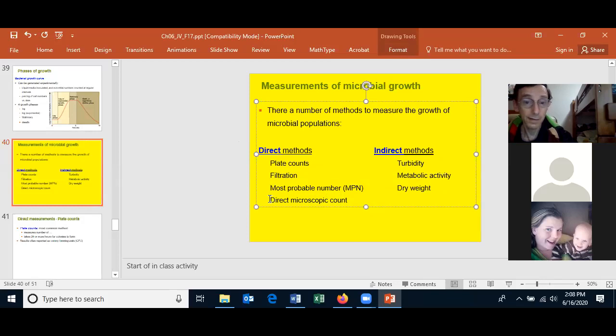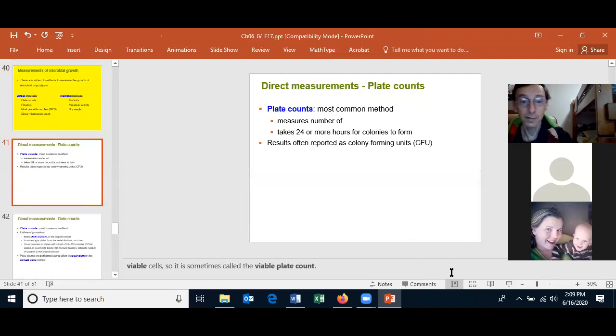There's the direct microscopic count, where you look at the cells under the microscope. You can measure the turbidity of a solution, and that will be an indirect method of the number of cells. You can look at the metabolic activity, and if there's more metabolic activity, then you say there's more cells. Or you could centrifuge the cells out and let them dry and get the dry weight, and that will be a measure of the number of cells. So let's talk about each of those more.